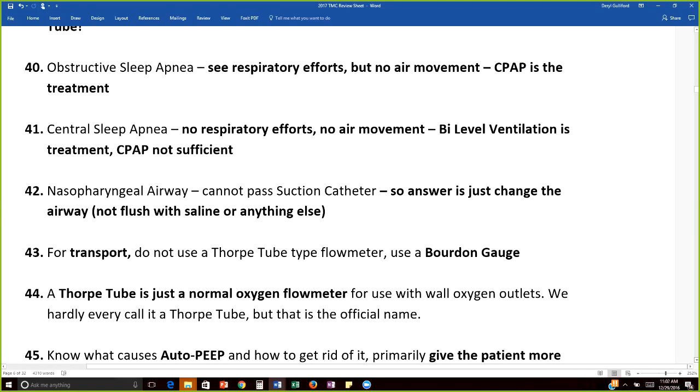Central sleep apnea, no respiratory efforts are seen. That's because it's a problem from the central nervous system. We don't see signals coming down to make the diaphragm move, so no respiratory efforts and no air movement. You must do bilevel ventilation. Here, CPAP is not sufficient.